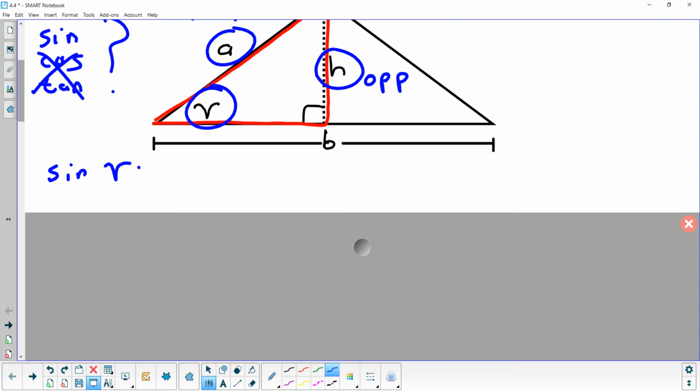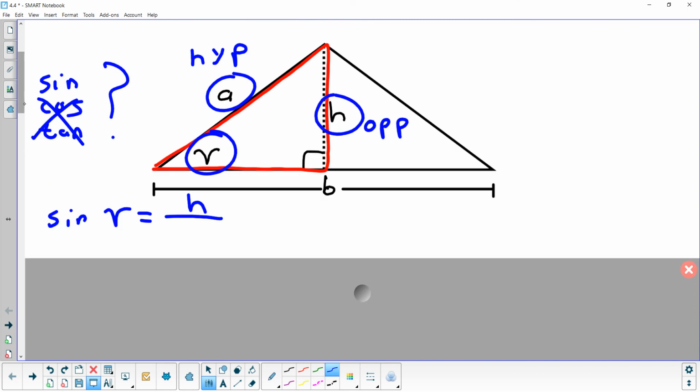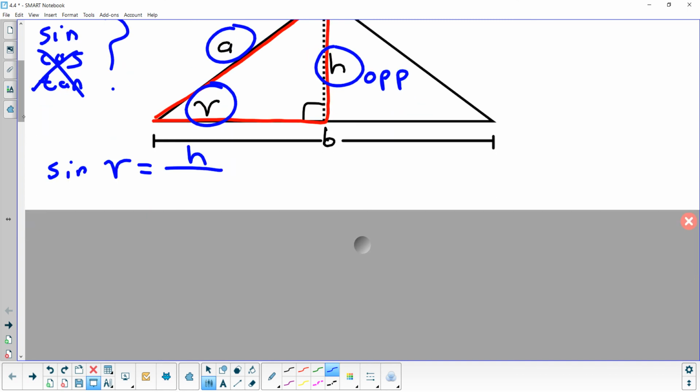All right, so we always do sine of our angle, which in this case is gamma, equals opposite over hypotenuse. James, what side is labeled opposite here? H. H over hypotenuse. What side is labeled as hypotenuse? A. Okay. Now, again, I want a formula that finds the height.